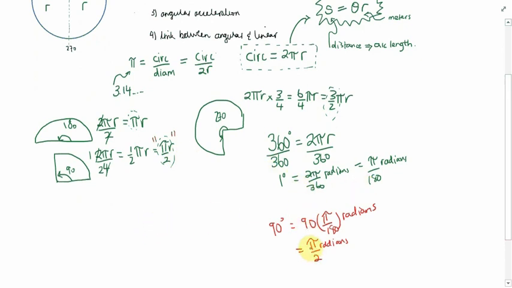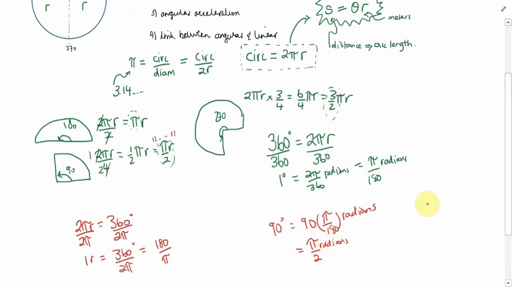What if I wanted to work from radians back to degrees? If 2 pi radians is equal to 360 degrees, then how many degrees is 1 radian? If I divide both sides by 2 pi, I should be able to calculate what that is. So that means 1 radian, remember, anything divided by itself is equal to 1, is equal to 360 over 2 pi degrees. And that simplifies to 180 over pi.